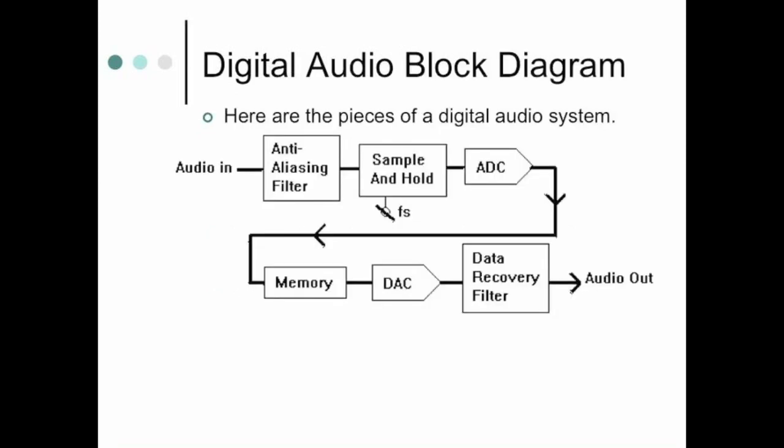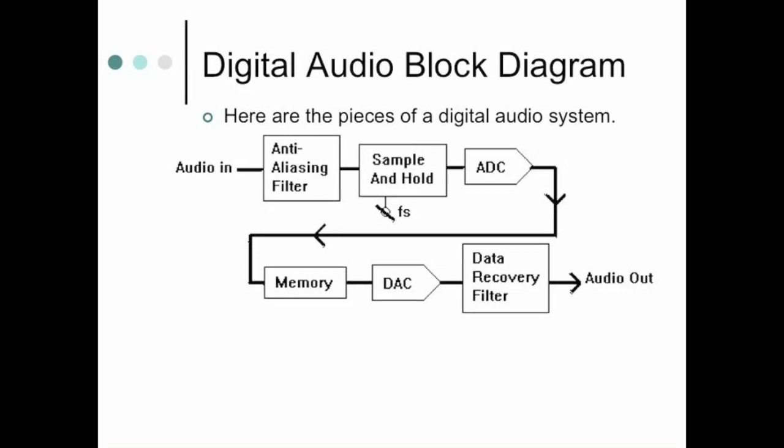Here's the block diagram of how digital audio works. The audio comes in, it goes through an anti-aliasing filter, and I'll discuss what aliasing means in a second. And then it goes into a sample and hold system where it takes a sampling of where the signal is and holds that voltage. And then it gets assigned to a digital number in the analog to digital converter.